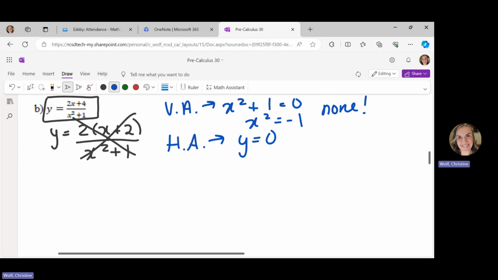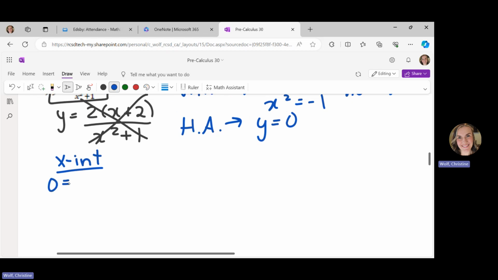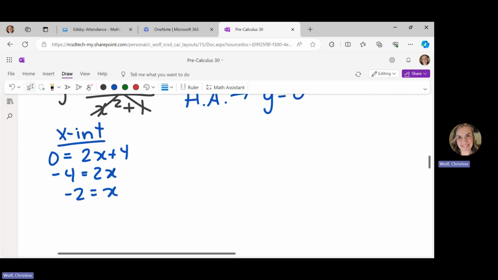All right, let's find our x-intercepts and our y-intercepts. Let's keep rolling. Okay, do you remember what I said about x-intercepts? If you plug 0 in and you have 2x plus 4, I don't even care about the denominator because we're going to multiply both sides by it anyway. It's going to cancel out and disappear. So you can just say 0 equals the numerator, minus 4, then divide by 2. You have negative 2 equals x. So I know I have an x-intercept at negative 2, 0.